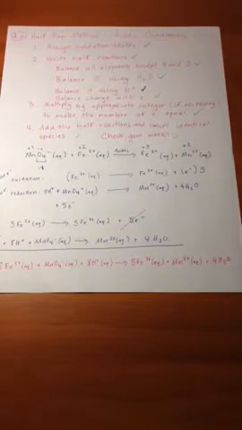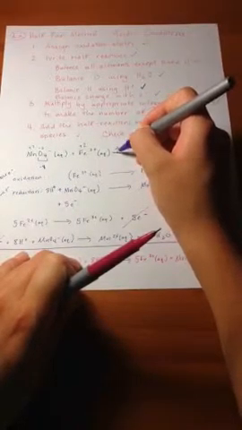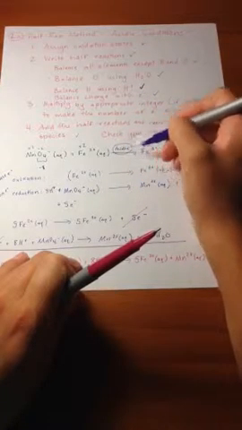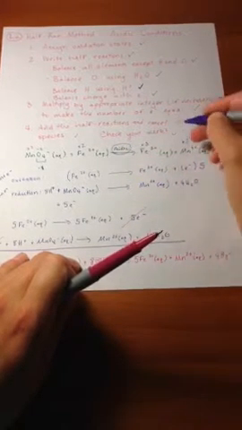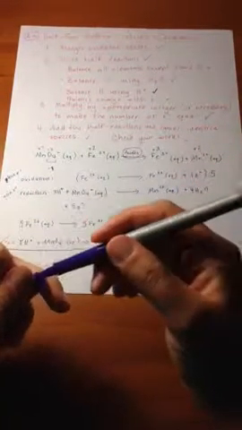And I'm sorry I forgot to point this out, but it will always be specified in the problem when they want you to balance in acidic conditions or in basic conditions. Sometimes they'll write it right over the arrow, sometimes they'll write it in parentheses to the side, but just make sure you're watching out for that.